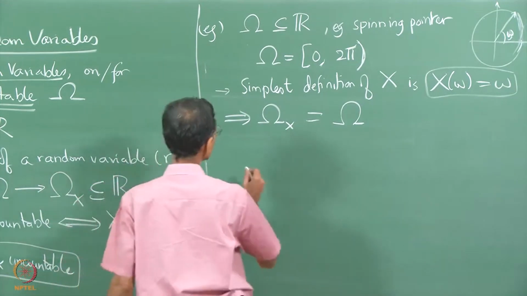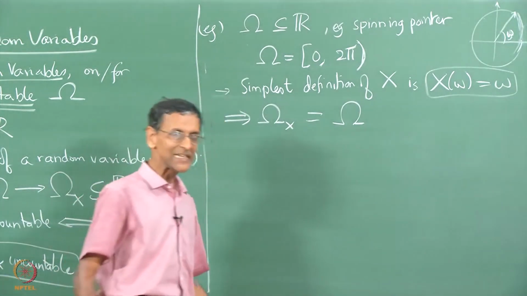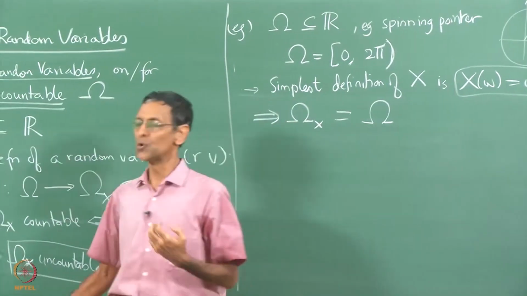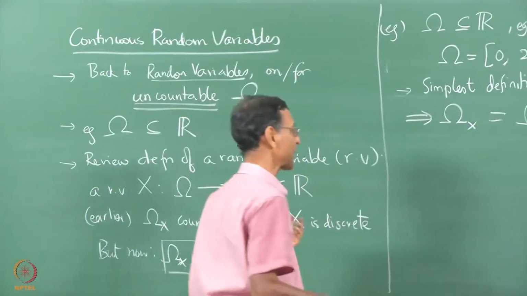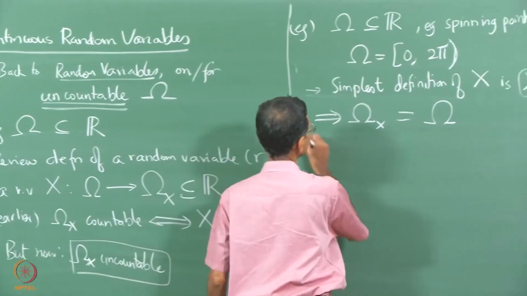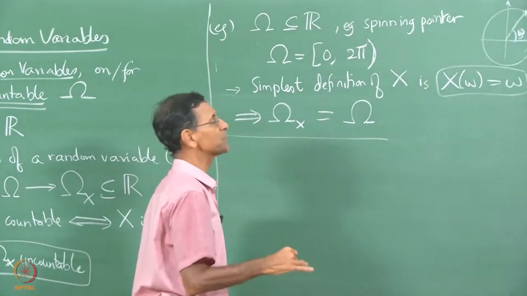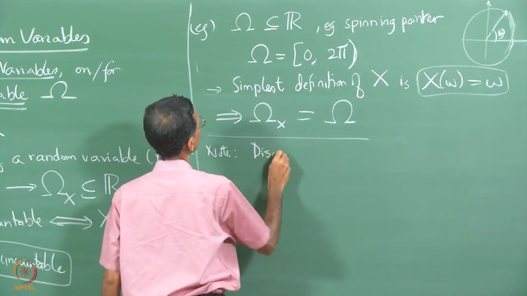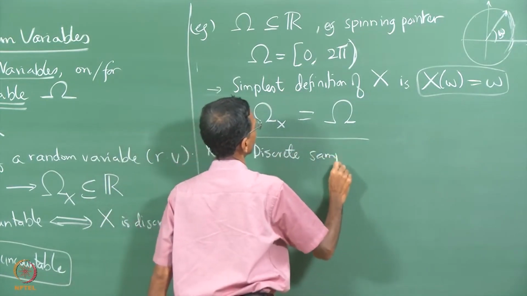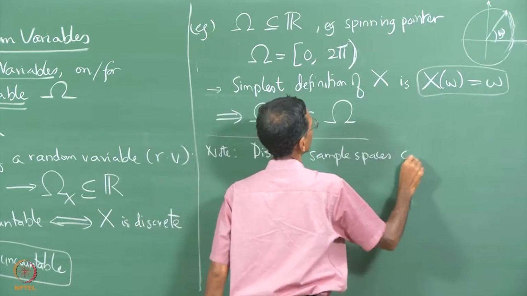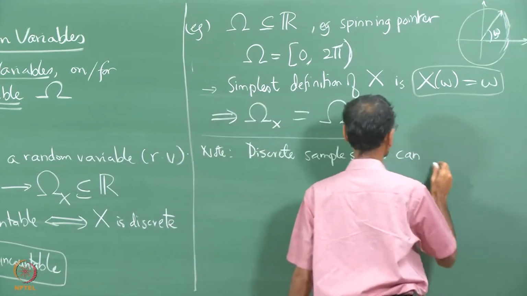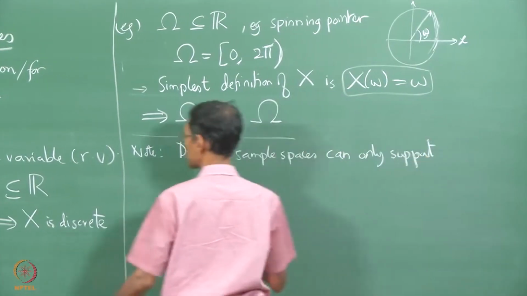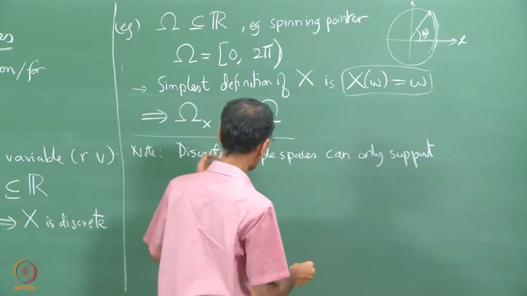But the important thing that we should realize is that a discrete space such as tossing of a die or putting balls into bins, those discrete examples, or discrete sample spaces, cannot support continuous random variables. So a discrete sample space can only support a discrete random variable. In other words, you cannot define continuous random variables with uncountable omega x for discrete spaces.